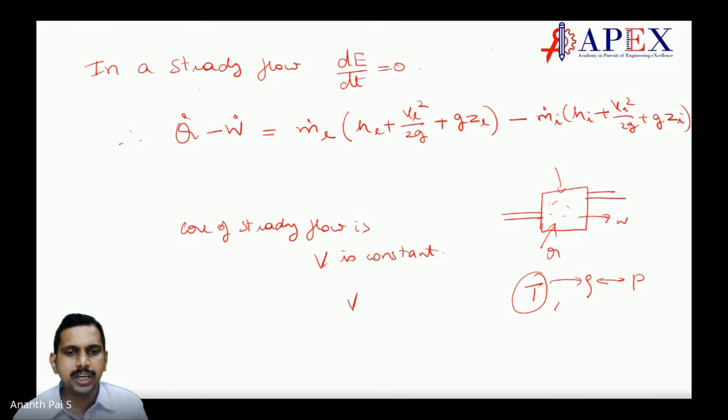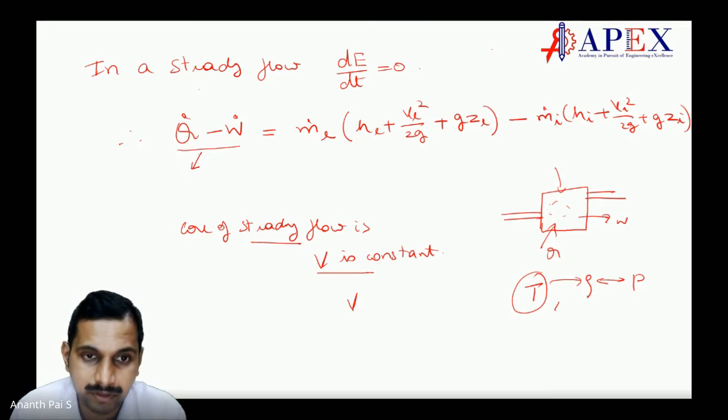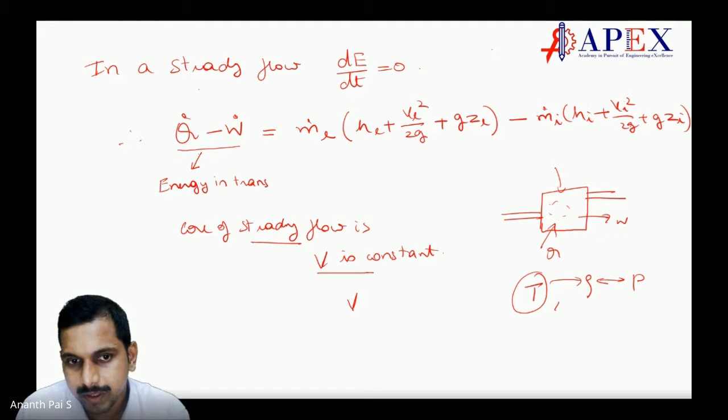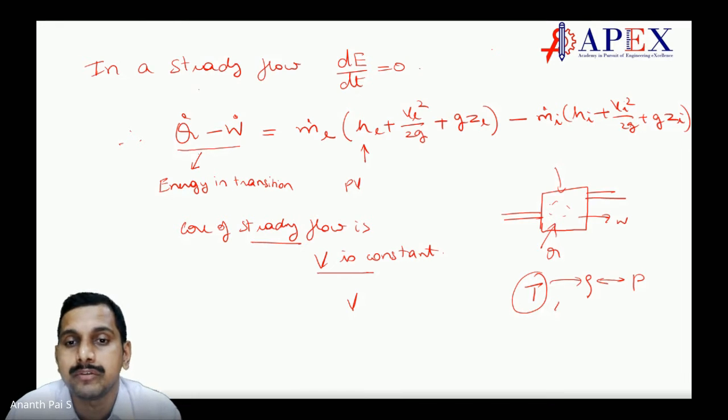Can you repeat once again? See, steady flow means the velocity has to remain constant. Now, when there is change, this Q dot minus W dot is the energy exchange. Okay, this is the stored energy. These are all stored energy. Observe here. When you consider the steady flow energy equation, this implies energy in transition.